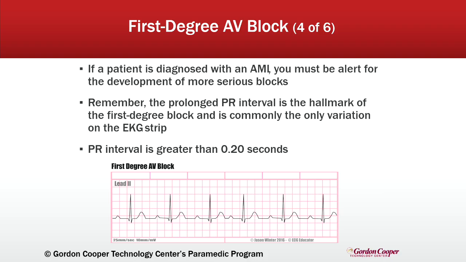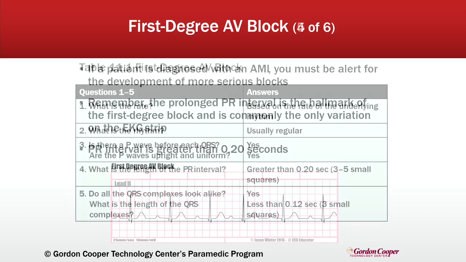Now, in first-degree block, the hallmark on the EKG is that prolonged PR interval, which is anything greater than 0.20 seconds. It's the only real change you'll see in the strip for this type of block, so it's pretty easy to spot. Just keep in mind that while this is usually benign, if someone is having an MI, you want to keep an eye on how things progress. Sometimes what starts out as a mild delay in conduction can evolve into a more serious block, like second-degree or even third-degree block, which may require a little bit more intervention.